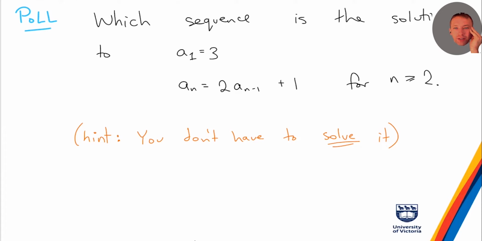Okay, so here's a question. I've given you 1, 2, 3, 4, 5 sequences. So an equals 2 to the n, or 2 to the n plus 1 minus 1, and so on. Which of them is the solution to this recurrence relation with this initial condition that a1 is 3? If you're ever given some options like this, I would suggest not to go through and solve the recurrence relation, because that takes some effort. So the hint is that you don't actually have to solve the recurrence.